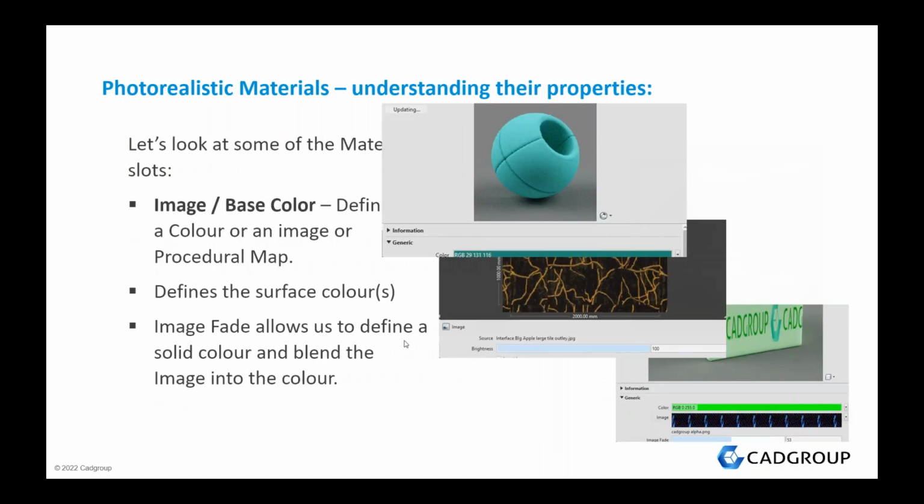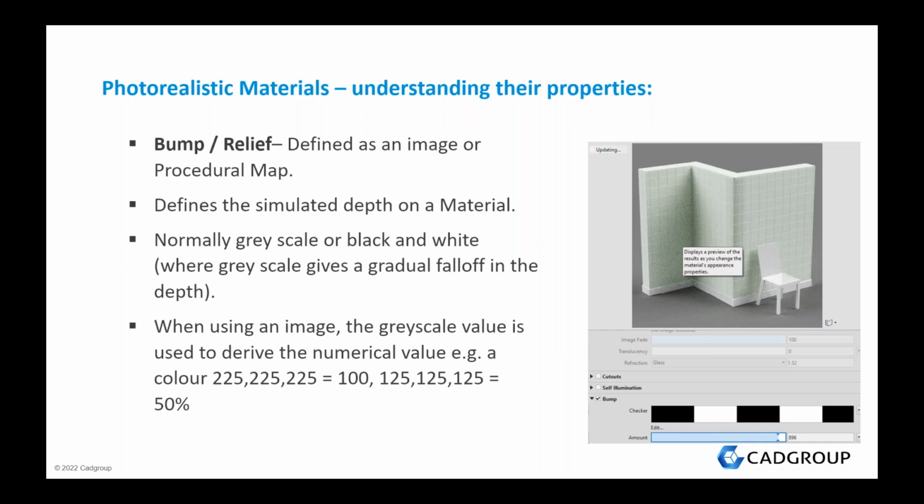Okay, so moving on to the next one, we've got bump and relief. Again, those are two different terms for the same thing. So this is defined as an image or a procedural map. It's not a numerical value, and that simulates a depth on a material. I say simulates, but it's not real depth. It's essentially a trick of the rendering engine to fool your eye into thinking that there might be some sort of recesses in the face of the material. So normally that would either be black and white or grayscale. And again, what you're doing is you're using a grayscale image to define values from 0, 0, 0 right the way through to 255, 255, 255, and 0, 0, 0 obviously is black, and 255, 255, 255 is white. And those values then are used to define whether that part of the material is recessed or sticking out.